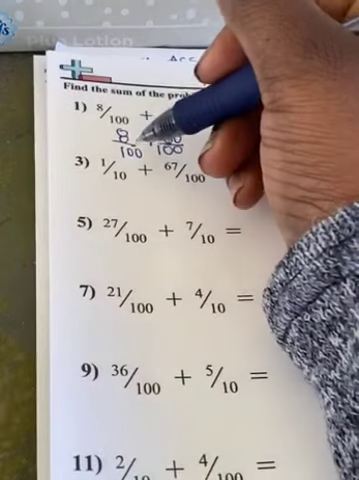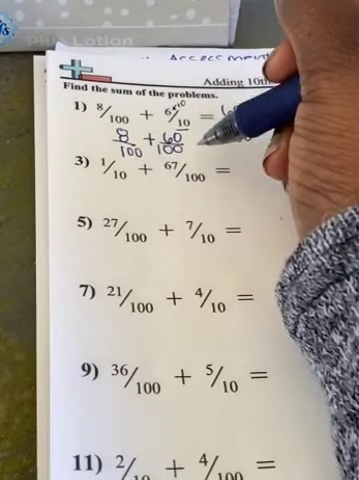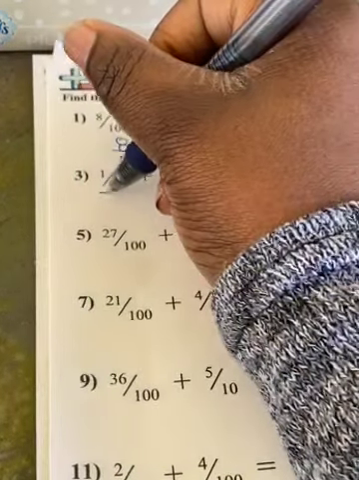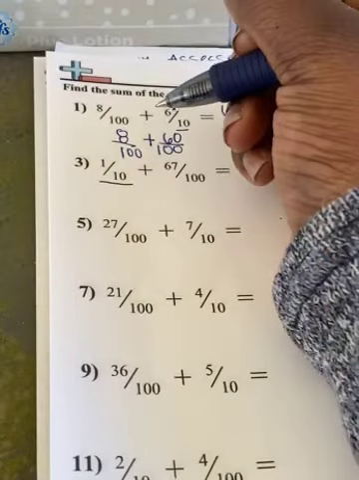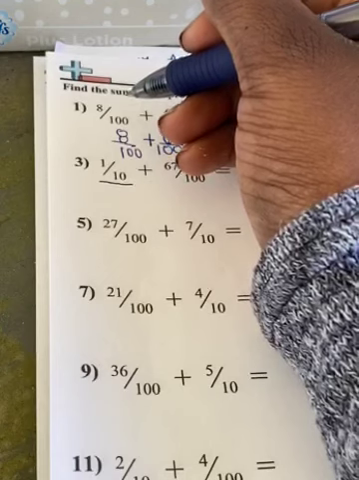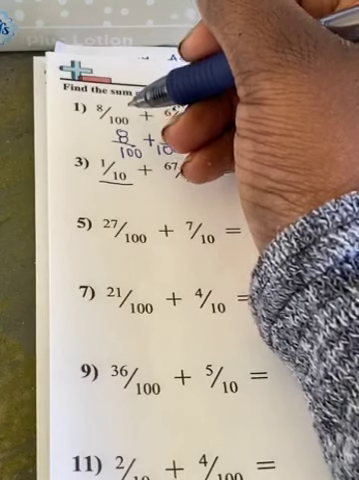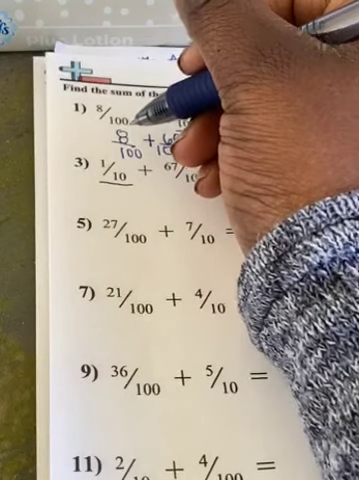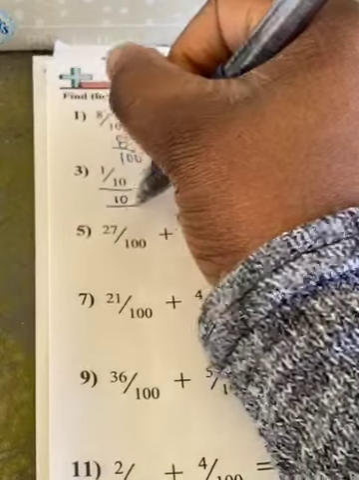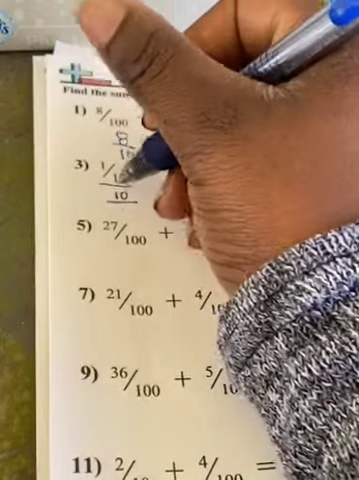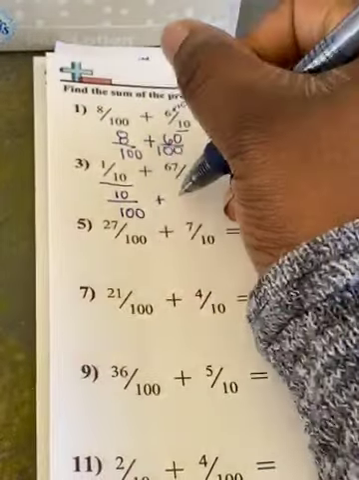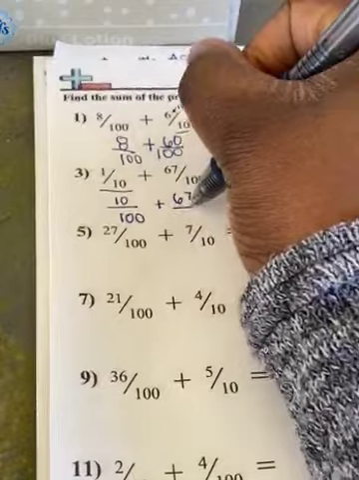Okay, so number 3 says 1/10 plus 67/100ths. Again, I find the fraction that I want to change. I'm going to be changing 1/10. And if you can remember that model yesterday, anytime we shaded 1/10 of a model, it was really like shading 10 of the small boxes for the 100ths grid. So 1/10 is equal to 10/100ths, and we're just going to add that to 67/100ths.